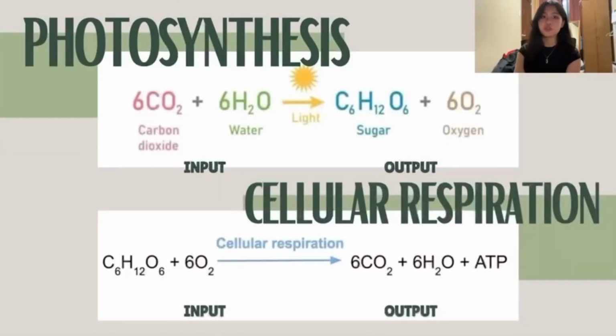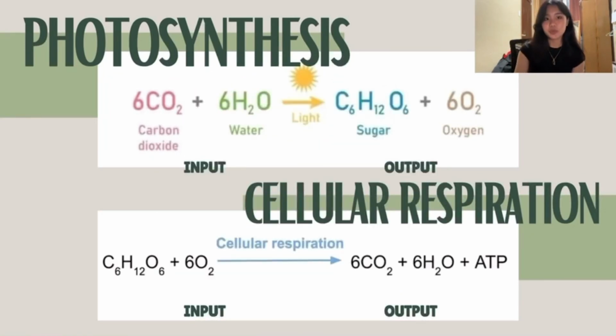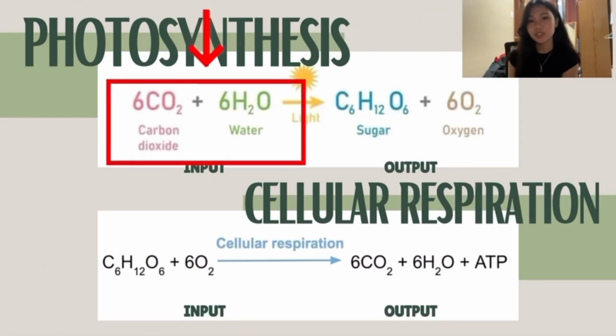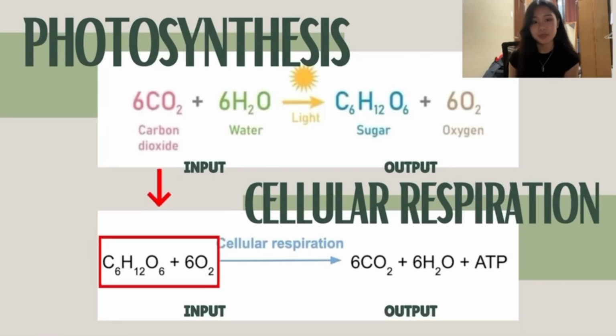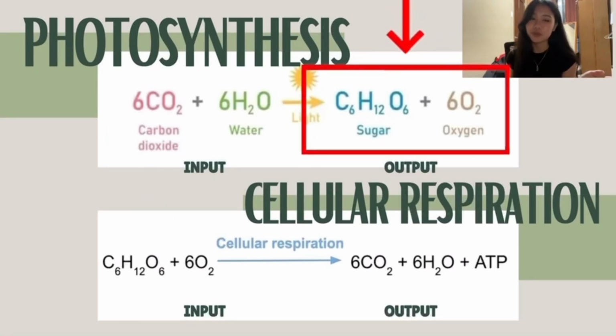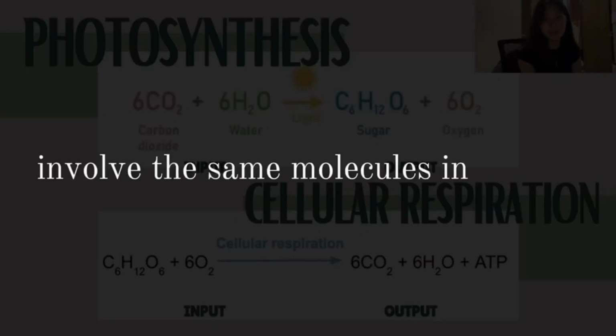Now let's take a look at the overall photosynthesis equation and compare it to cellular respiration, which is how cells get energy. Here is the balanced equation for photosynthesis. Notice it shares components with cellular respiration, the process that produces ATP, or as we all know, energy, in cells. We can see how the inputs in photosynthesis can also be seen in the outputs of cellular respiration, as well as the inputs for cellular respiration can be seen in the outputs of photosynthesis. While the equations are not exactly reversed, they involve the same molecules in a cycle.